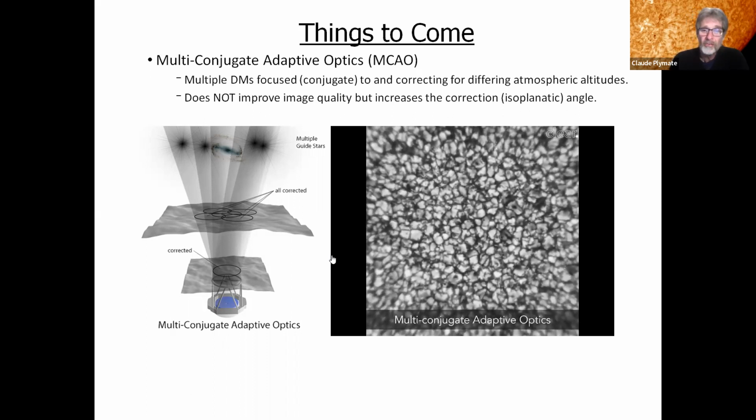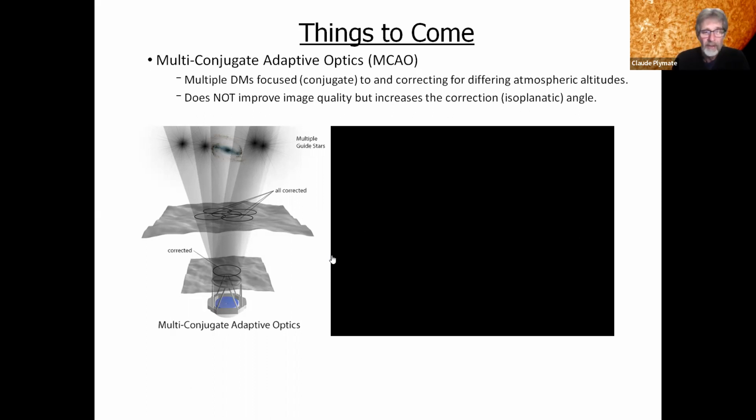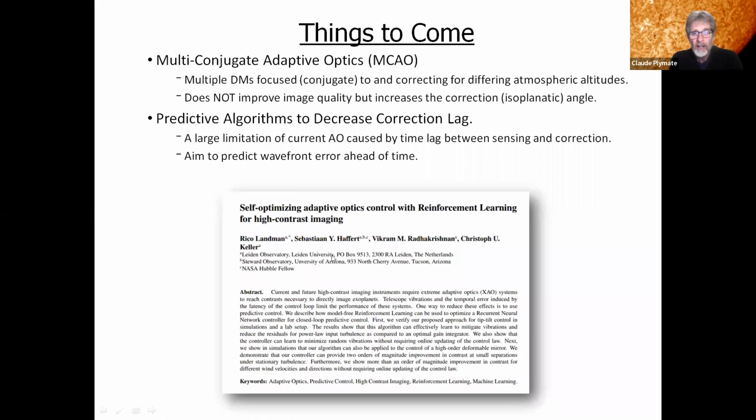Multi-conjugate adaptive optics is, as you can imagine, much more complex to try to get all these things to work together. But as we go to ever larger telescopes, we will need this technology to enable these gigantic multi-segment mirror telescopes. And another paper that came up recently is the idea of using predictive algorithms to decrease the correlation lag.